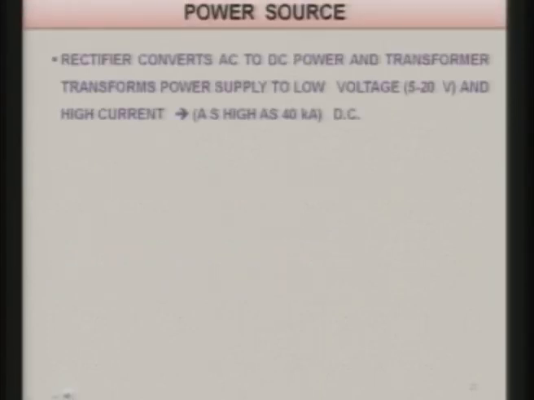Now, the rectifier converts alternating current to direct current power, and the transformer converts the power supply to low voltage, that is normally 5 to 20 volts or 5 to 30 volts depending upon the requirement, and the normal supply is 220 volts. And you require high current in electrochemical machining. Sometimes the highest value of current utilized by some industry is as high as 40,000 ampere, depending upon the inter-electrode gap and the area which is to be machined.